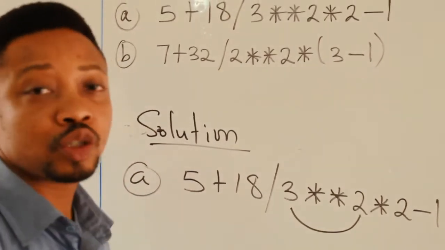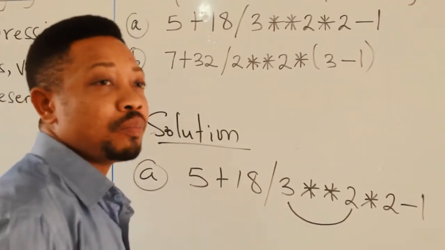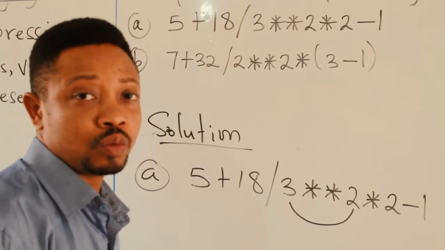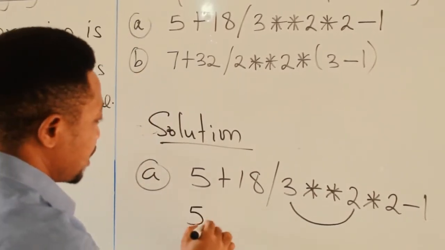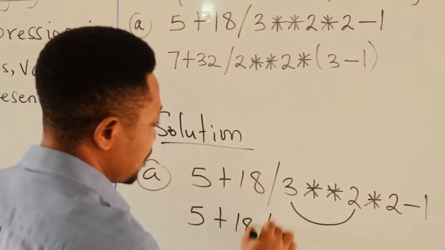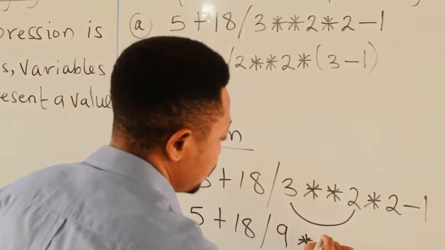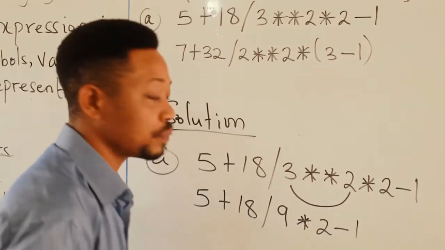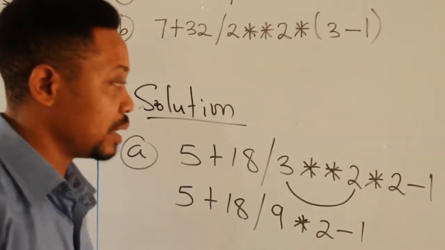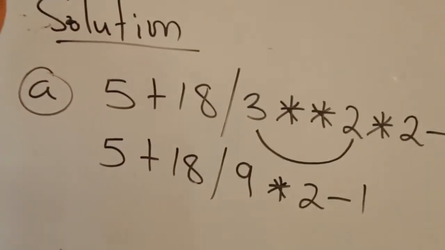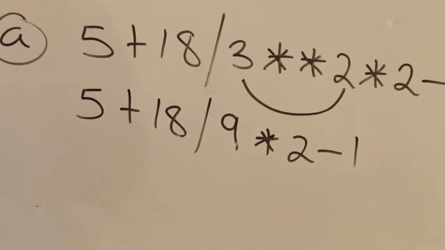That's the first operation to be carried out. And 3 exponent 2 means 3 raised to power 2, which is the same as 3 times 3, right? So we will come down and write out 5 plus 18 divided by 9 multiplied by 2 minus 1. So 3 raised to power 2 is 9. So that's the 9 you have here, and you have your expression the way it is.